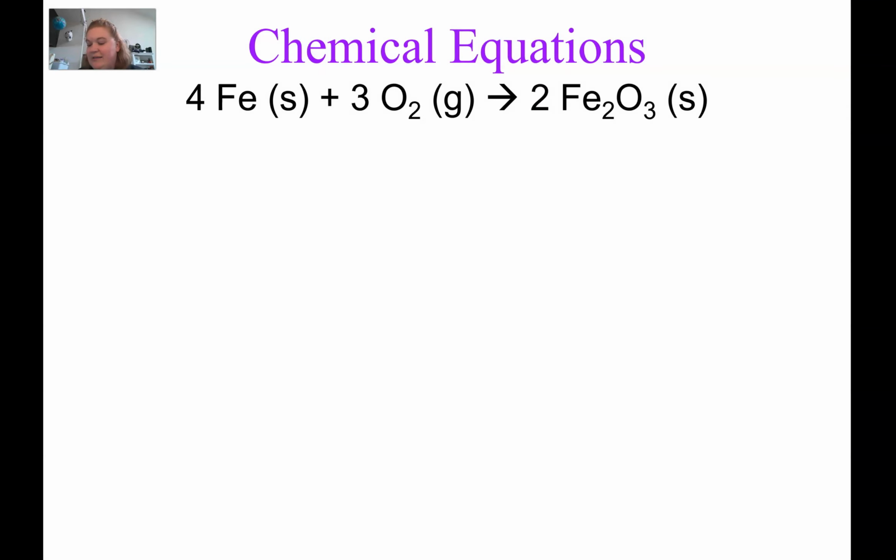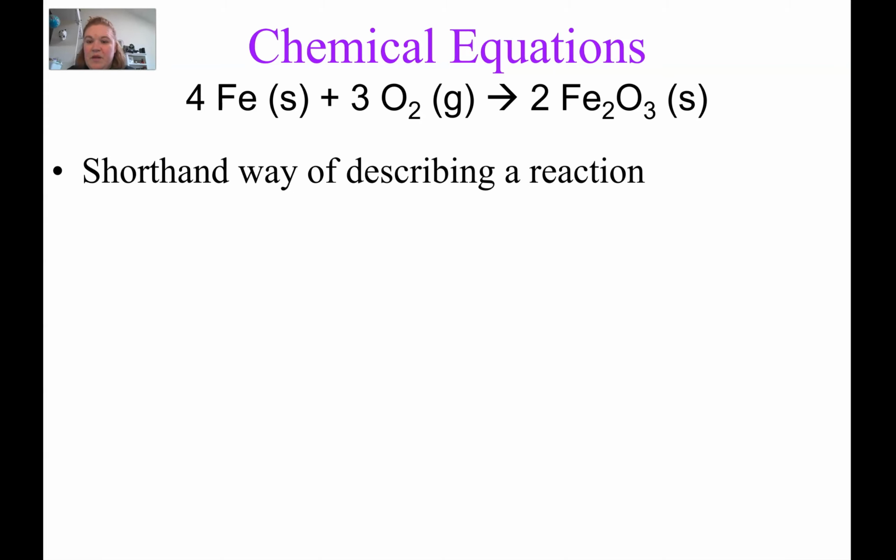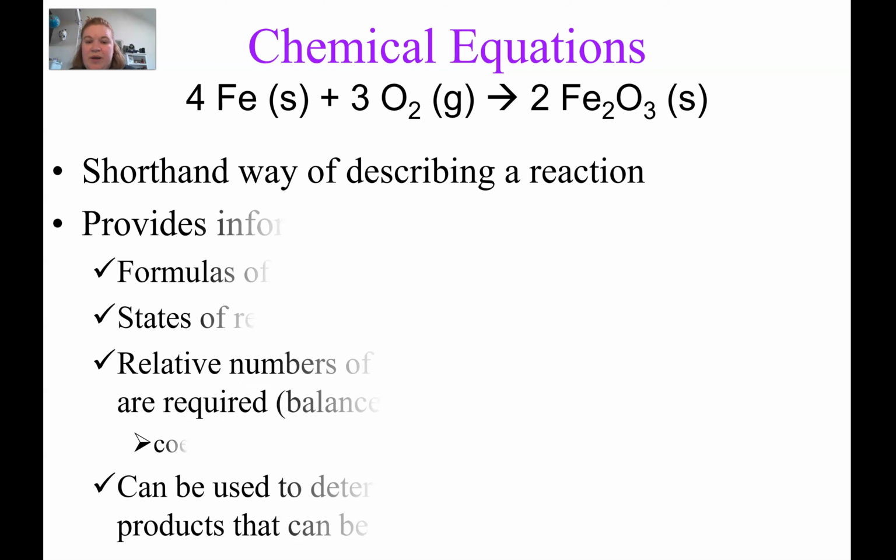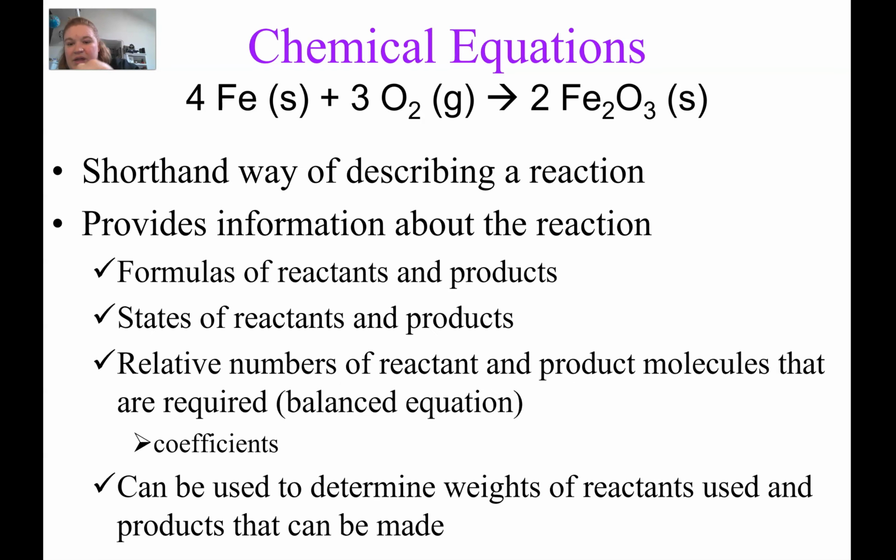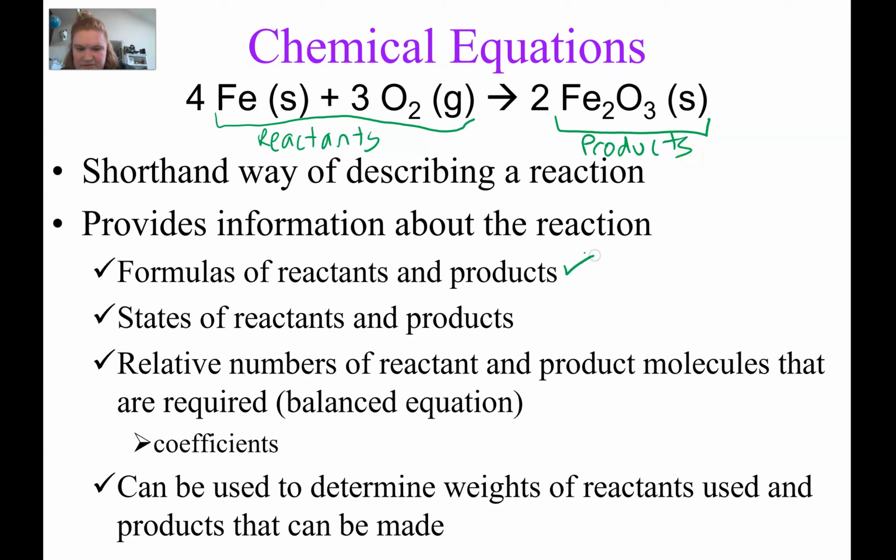So let's look at a chemical equation. And we're going to talk about all of the parts of it. It is a shorthand way to describe a reaction that's occurring. We know that the left-hand side are the reactants. The right-hand side are the products. So that's that piece of information.